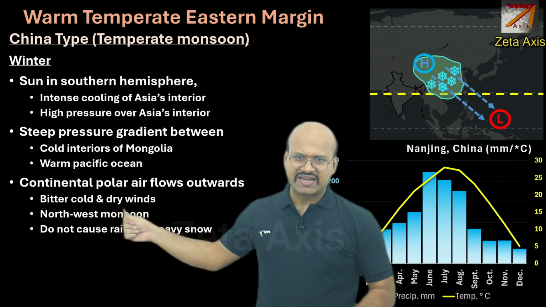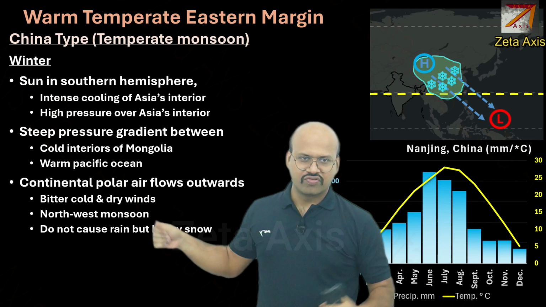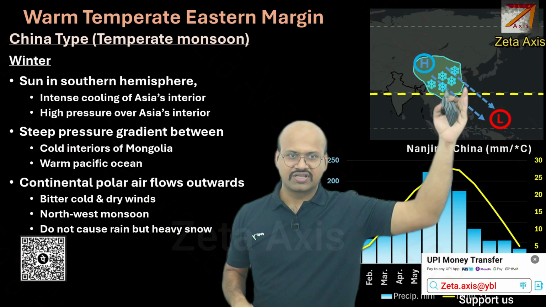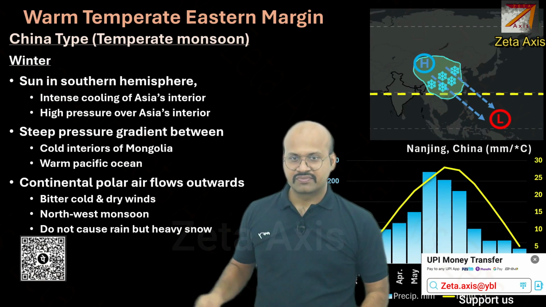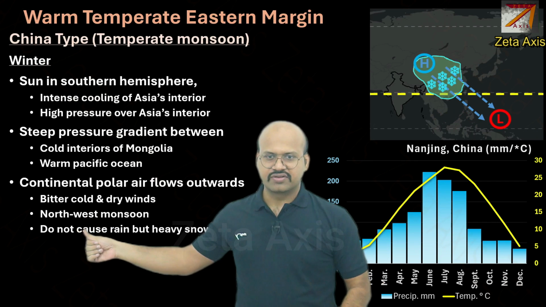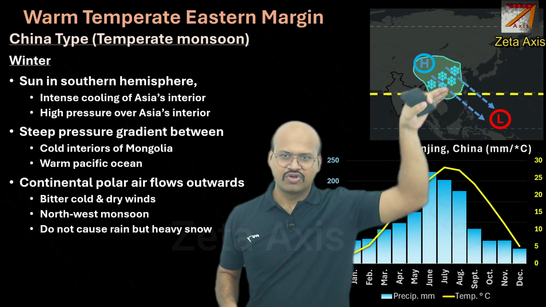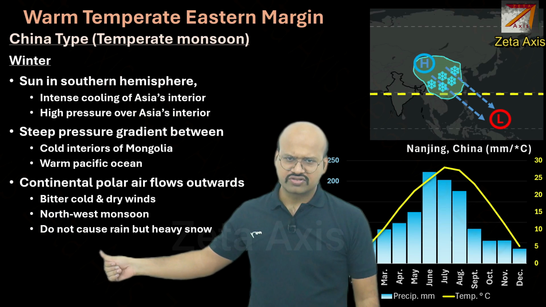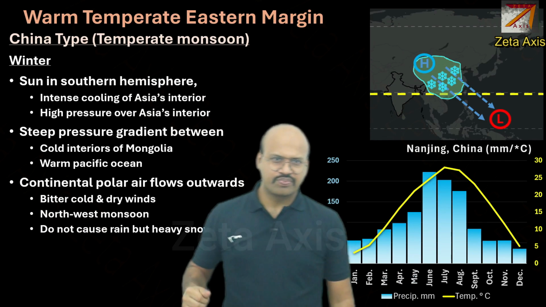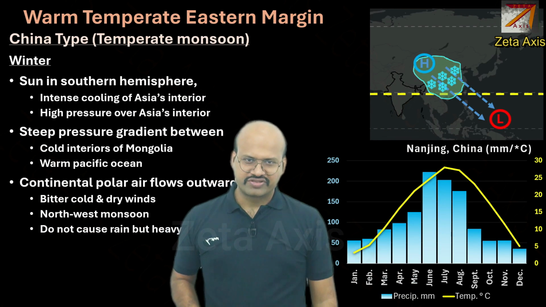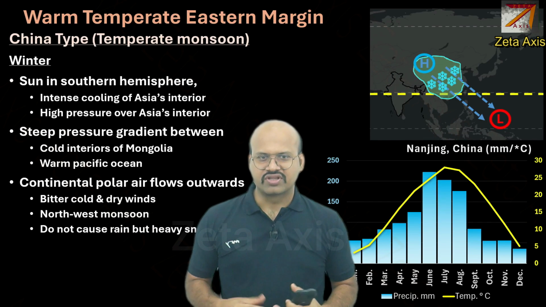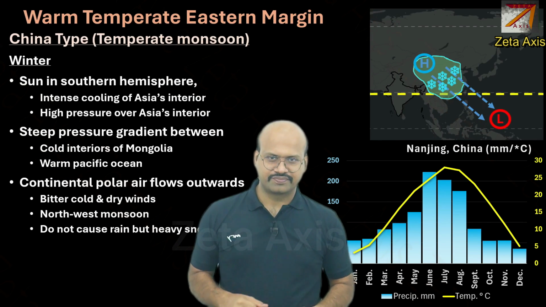Bitter cold and dry winds are now flowing over the China type of region, or eastern China. These are called northwest monsoon because the wind is now moving from the northwest. They do not cause rain but heavy snow. Because there is a lesser amount of moisture in it and the temperature is very cold, they generally cause snowfall.